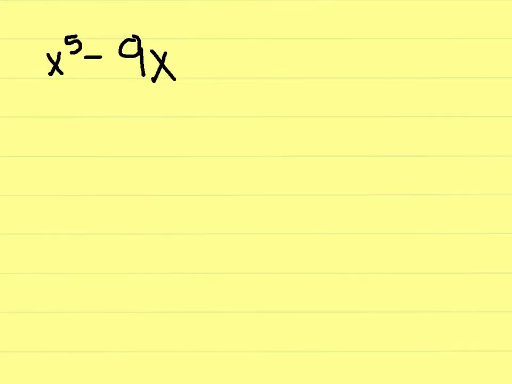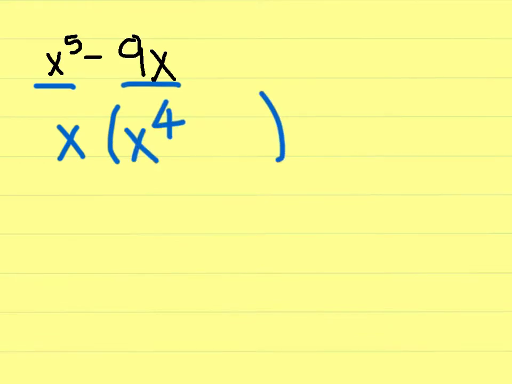This one is x to the fifth minus 9x. Now clearly this isn't a perfect square, and this isn't either. 9 is a perfect square, but when you have an x with it, it's not a perfect square. You can factor out an x from both of them and have x to the fourth and then minus 9.